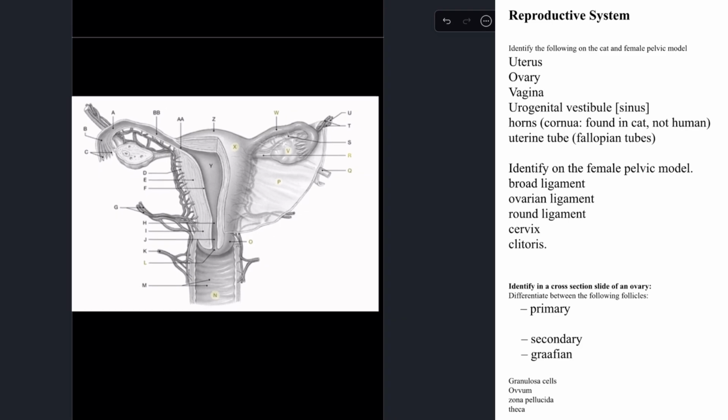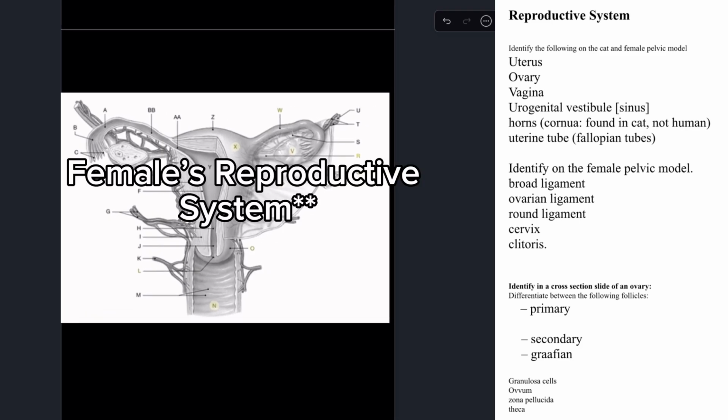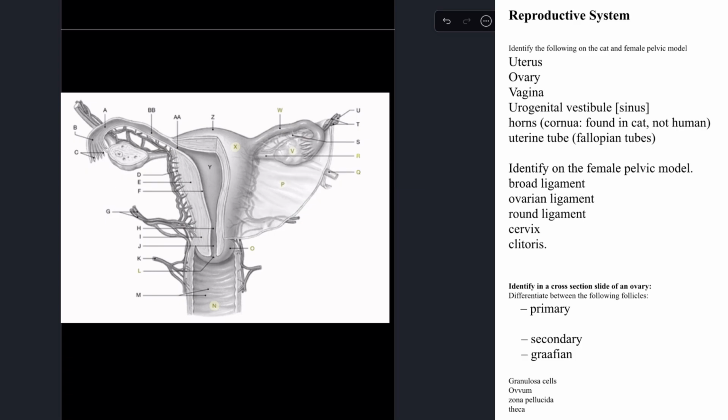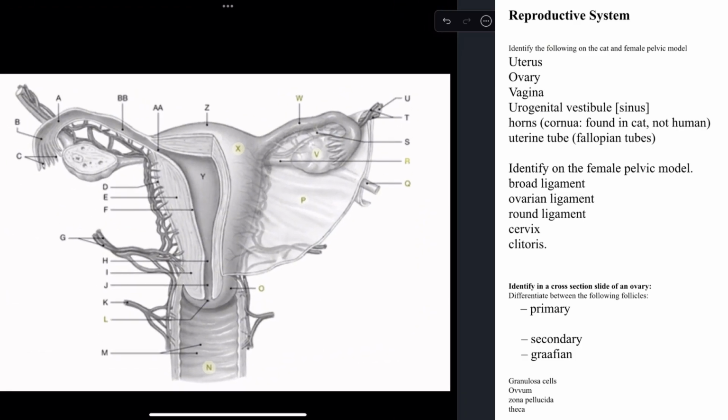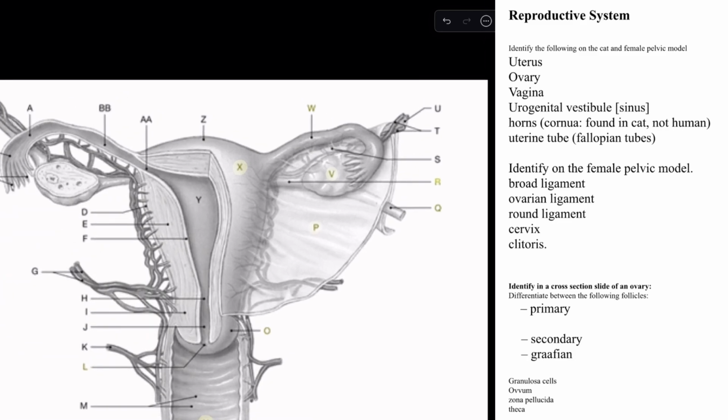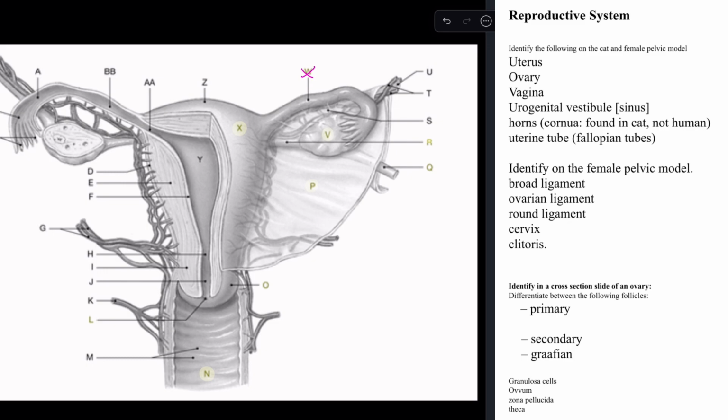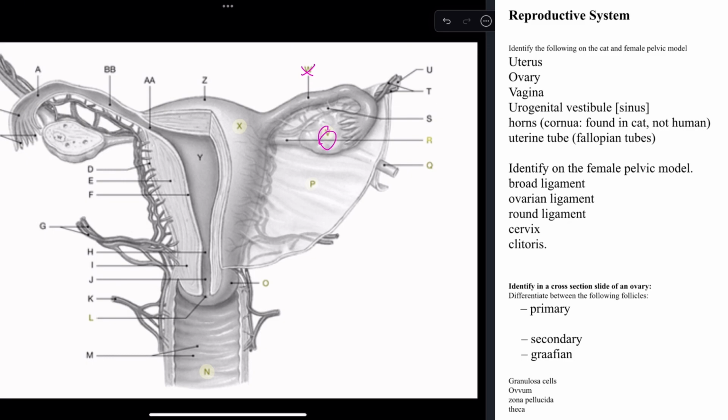This is a human diagram of a female's ovary and stuff, and let's identify the labels. Looking at W here, I'm gonna use the color pink. So W here, in this structure, going like that, that right there is called the uterine tube or the fallopian tube. And then this structure at the end of the fallopian tube is called the ovary. The ovary.